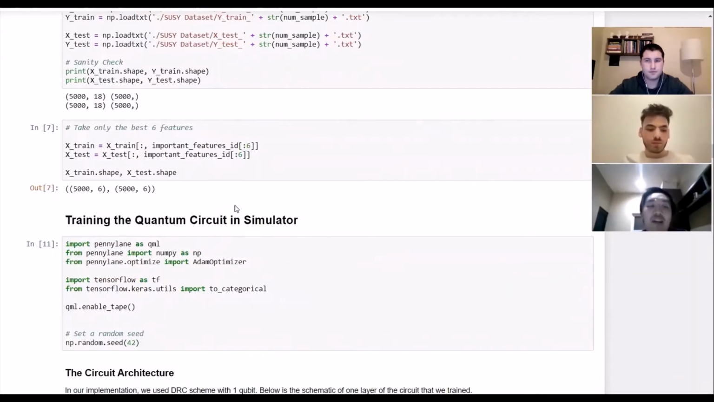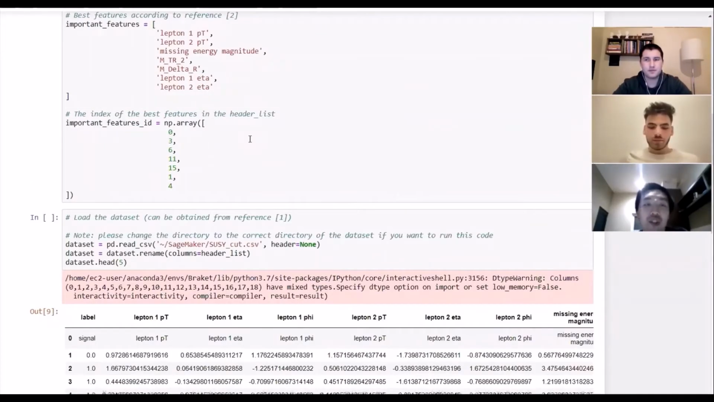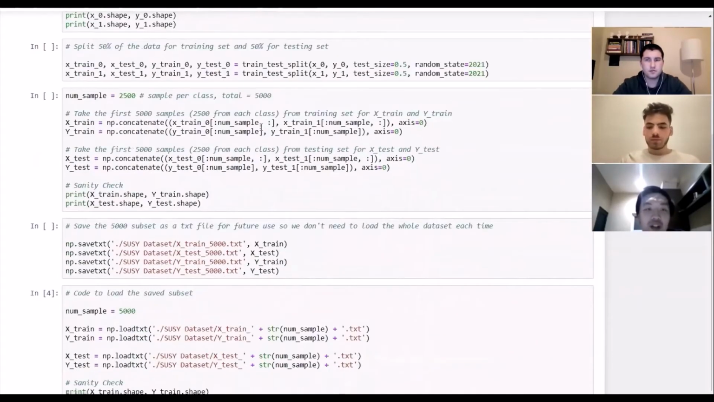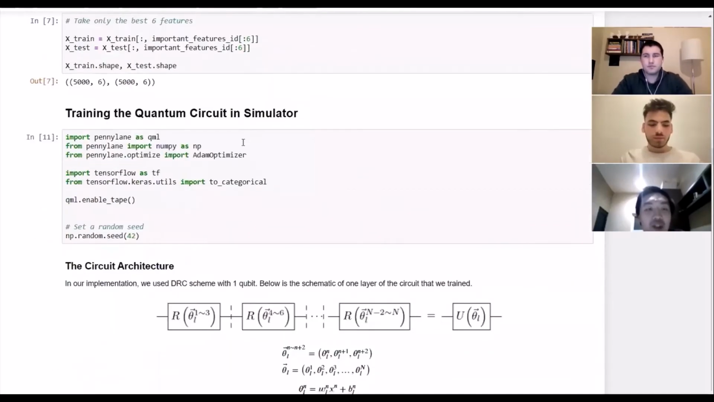Okay, and in our implementation, we decided to use the top 6 best features that are proposed by reference paper number 2. The top 6 features based on reference number 2 are lepton 1 pT, lepton 2 pT, missing energy magnitude, MT2, M delta R, and lepton 1 eta. Those 6 features are the ones that we use for this implementation.